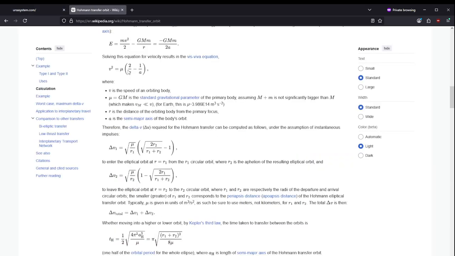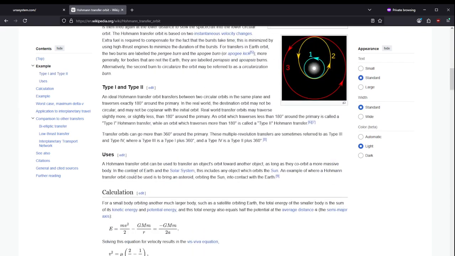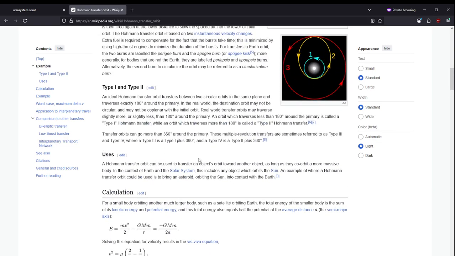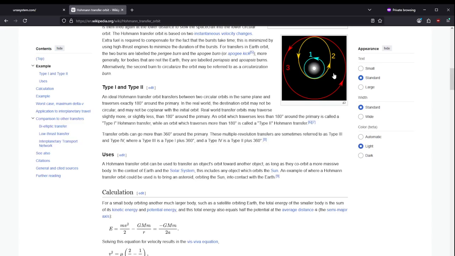So now we've got this derived, and we'd like to get this impulse. Now this delta v is the difference between the velocities under two different sets of conditions. This equation, v squared equals mu times 2 over r minus 1 over a, is referring to orbits. And v is the velocity at a certain point in an orbit. r is the radius that you're at in the orbit, and a is the semi-major axis. So this is true for any orbit at any point.